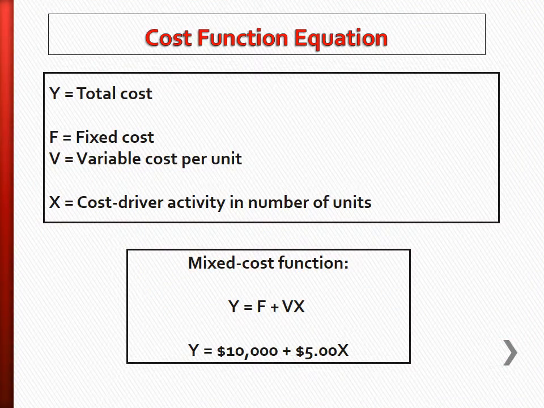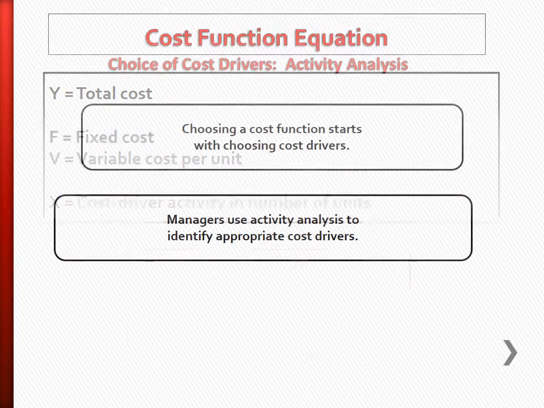Y, or the total cost, is equal to the intercept, or the fixed cost, plus any variable cost times the number of units, or the amount of the cost driver activity. Usually in our discussions, it's number of units. So a very simple function would be the total cost is equal to $10,000 in fixed cost plus $5 per unit.